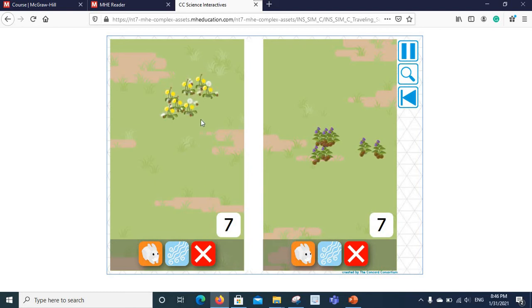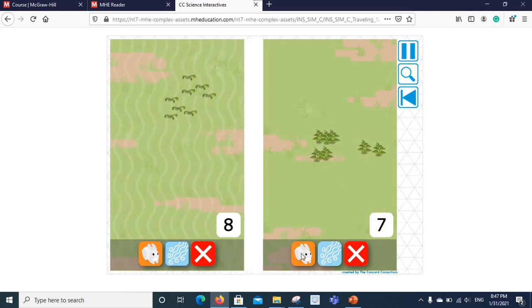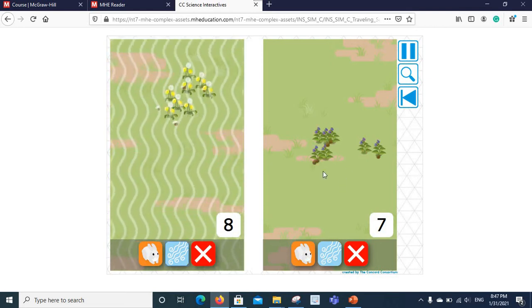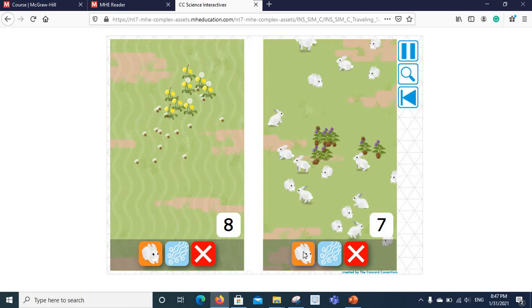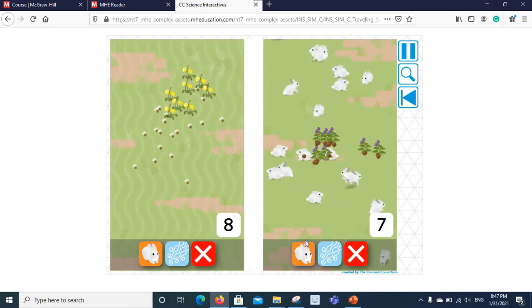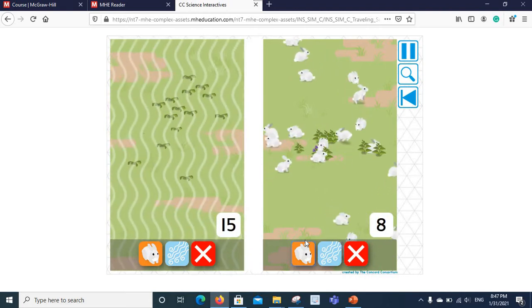Which way is the best to spread the light seeds, the dandelion seeds? What do you think? Wind, or animal? Since they are light, so we will choose wind. Let's see the result. And what about this one? Will you choose animals or wind? Since these seeds are heavy, so the best way is to have animals. Now let's see the result. What will happen after a while?